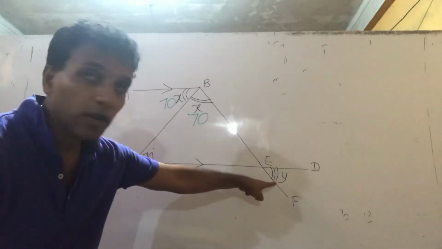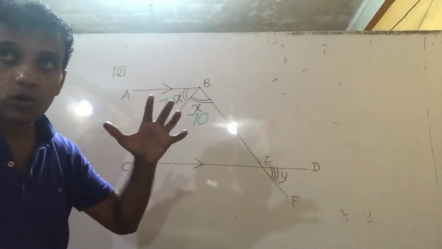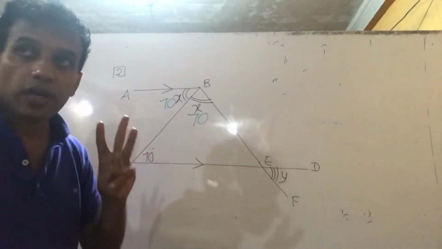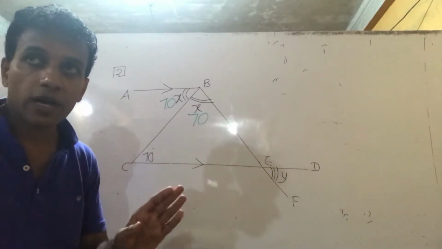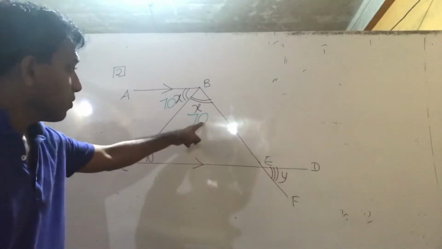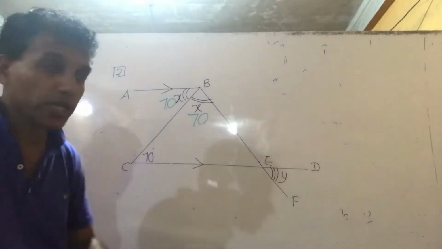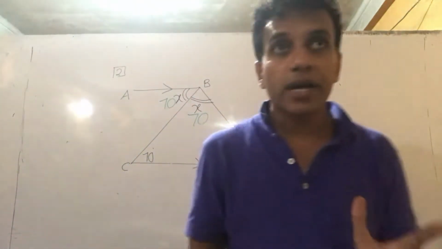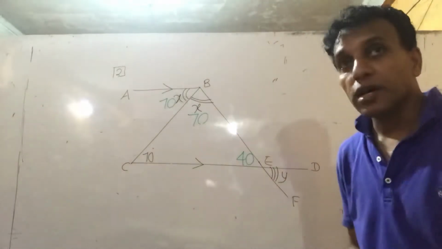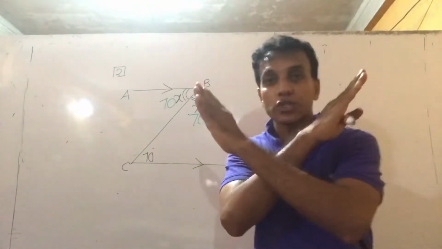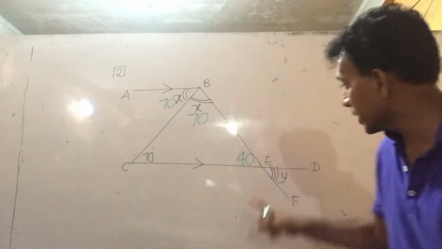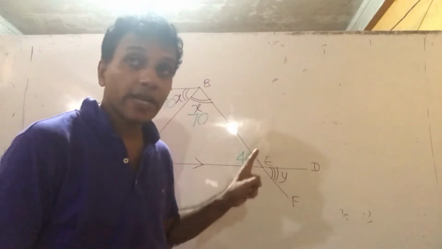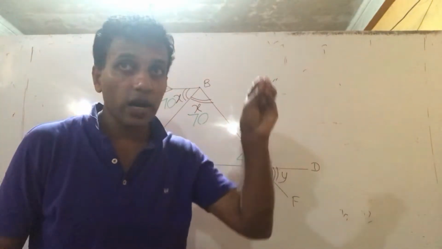The question is to find this value. I marked it as Y. There are so many methods. You know that in a triangle, the three angles add up to 180 degrees. So 70 plus 70 is 140, therefore here 40. So all 3 angles are completed. Then, from your grade 8 maths, when 2 lines cross, vertically opposite angles are equal. So the answer is what? 40 degrees.